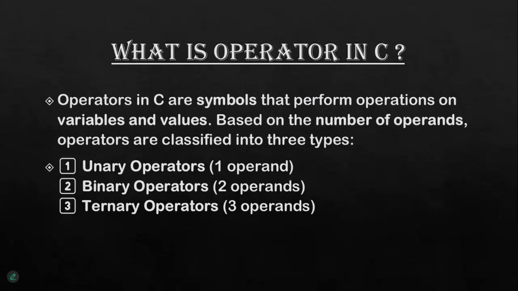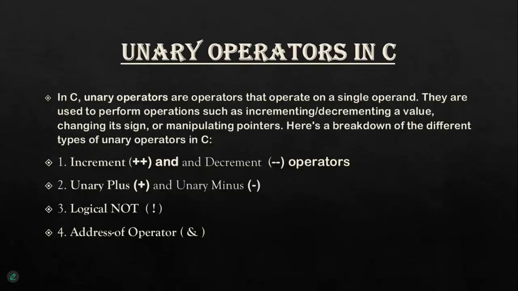Next, on the next slide: what is a unary operator? As the name suggests, unary operators operate on only one operand. They can be used to perform operations like incrementing a value, negating a value, or even working with a pointer. In C, unary operators are operators that operate on a single operand. They are used to perform operations such as incrementing or decrementing a value, changing its sign, or manipulating pointers.